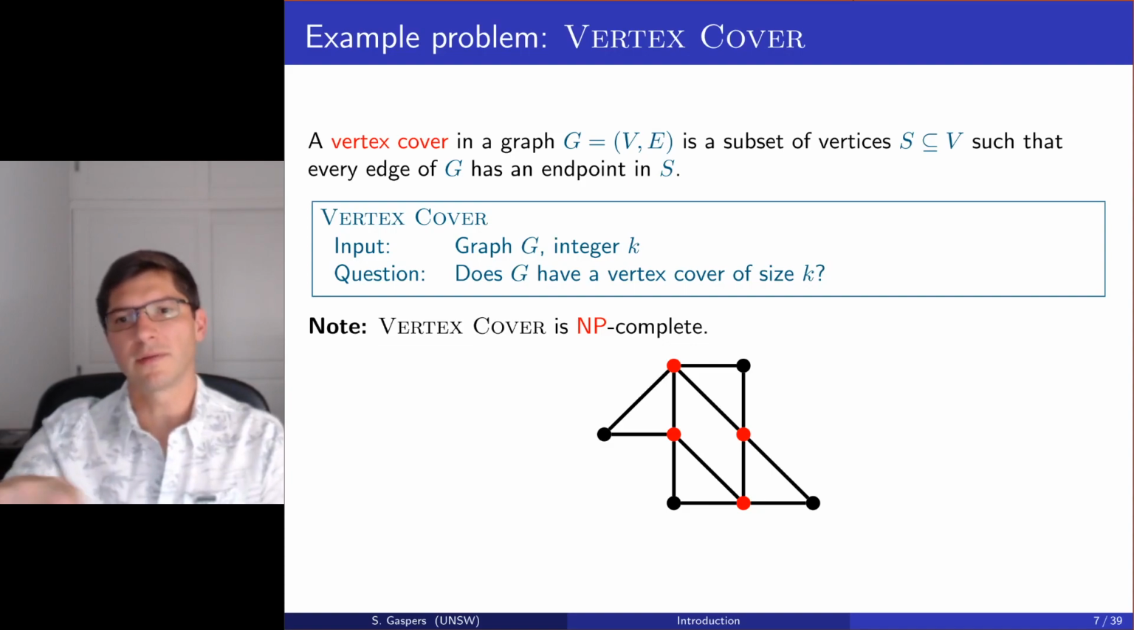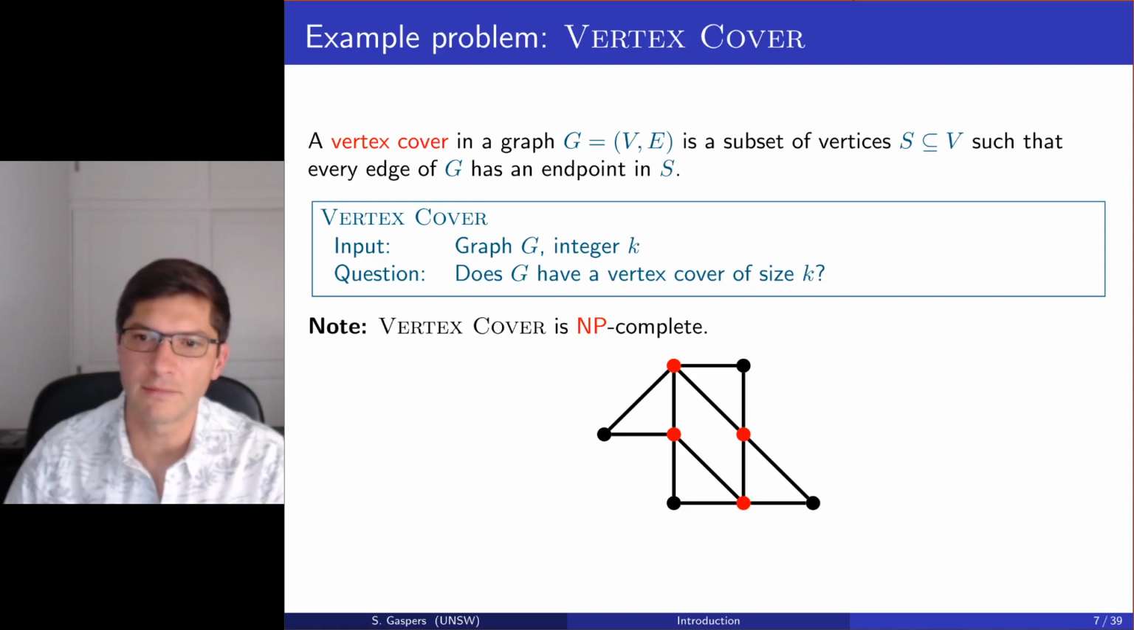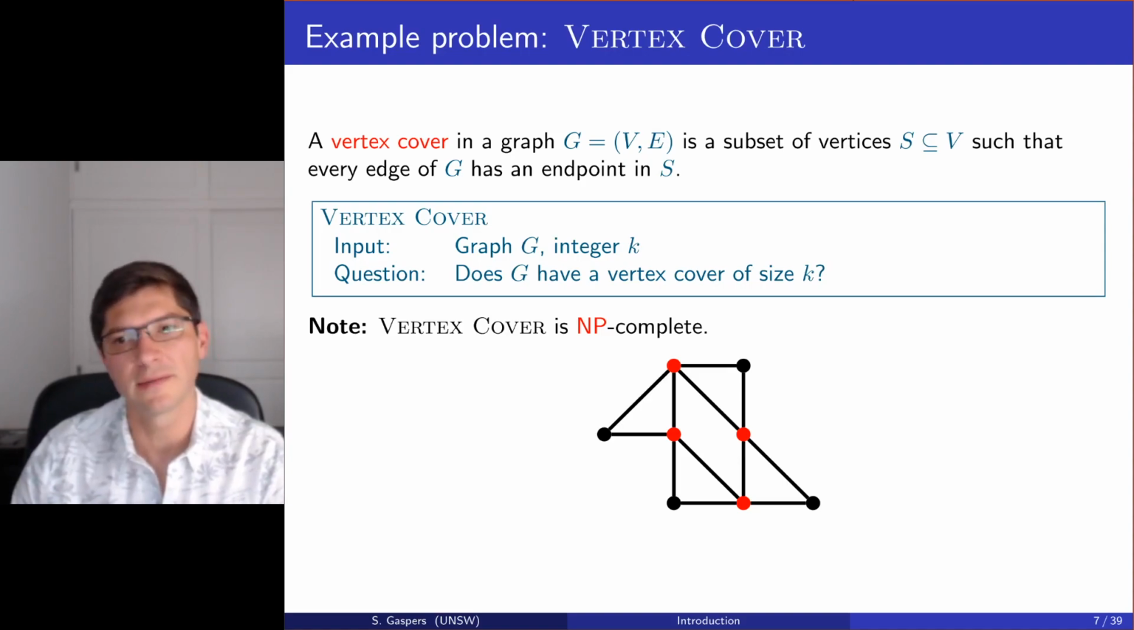Okay, so in this example graph here, the red vertices cover all the edges of the graph. So if we have this graph and k equals 4 as an input, then this is a yes instance, because there is actually such a vertex cover that covers all the edges.